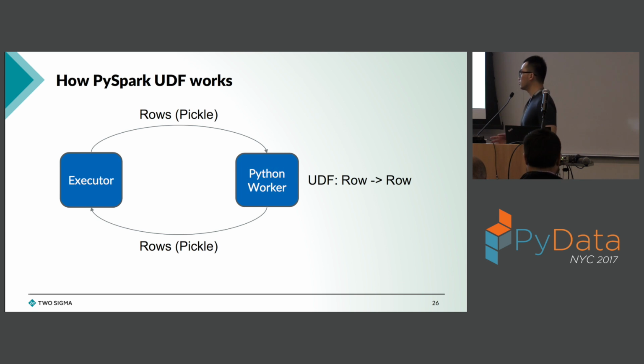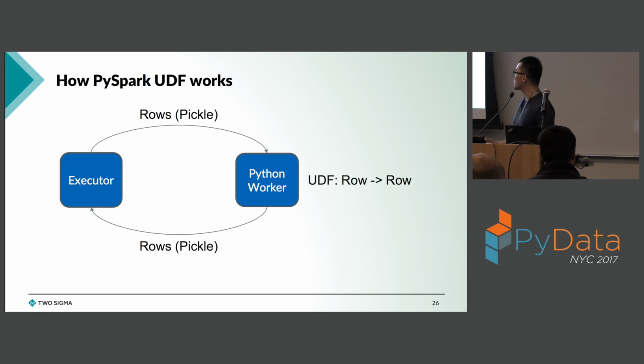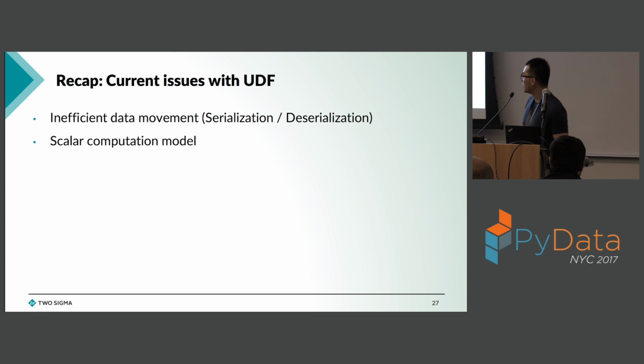Again, to remind ourselves, the way it currently works is you have one executor process, which is a JVM process, and you have a Python worker process. Upon executing this UDF, Spark will send rows from the executor to the Python worker in this pickle format. Upon receiving these rows, the Python worker will invoke this UDF, which is row-based, so it's going to do this row by row in a for loop, and send the results back after it's done. This is super simple, but also, as we mentioned earlier, it's not very efficient.